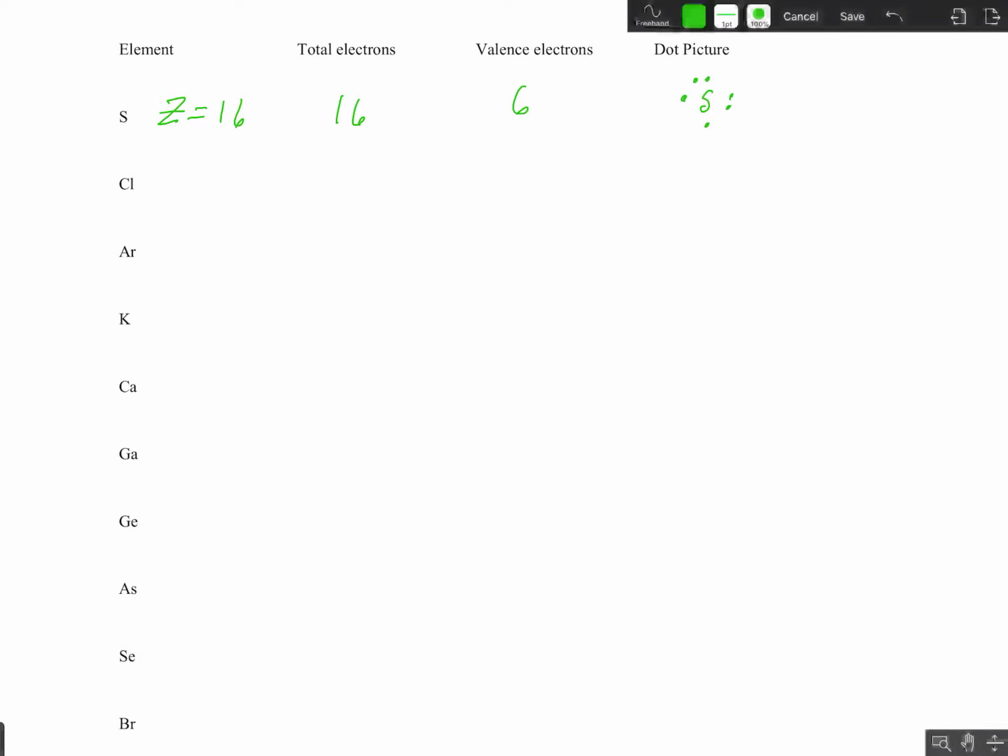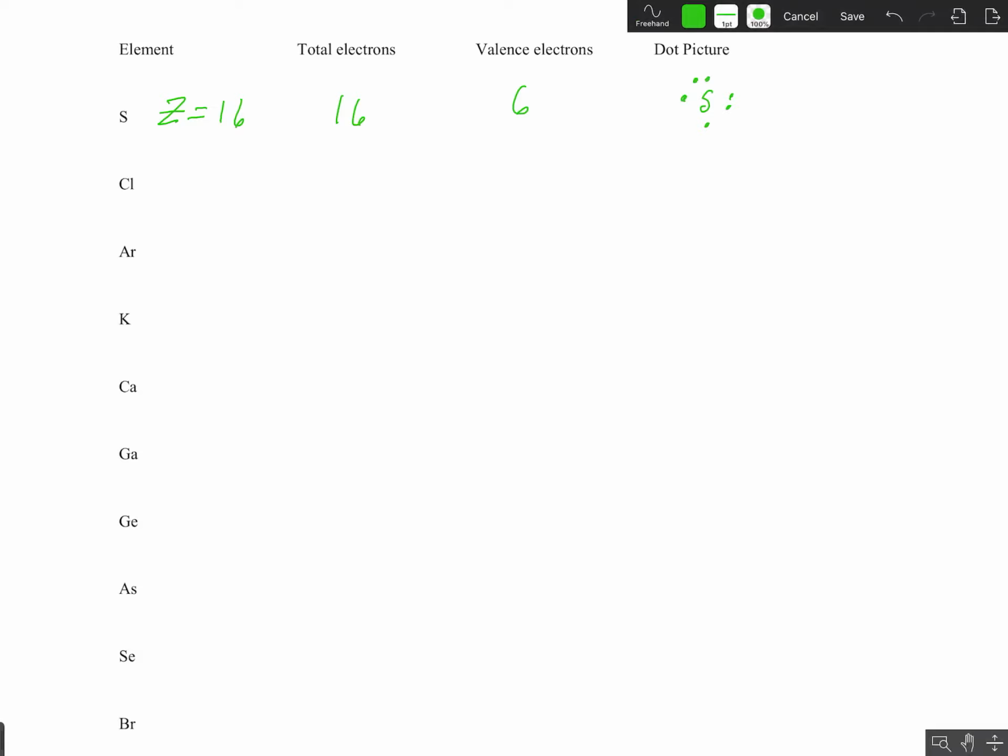By the way, if you look at the previous page for your dot picture for oxygen, you will notice that oxygen and sulfur have the same dot pictures. Of course they do. They're in the same group. Oh, don't we call groups families? They're in the same family. They are similar to each other.